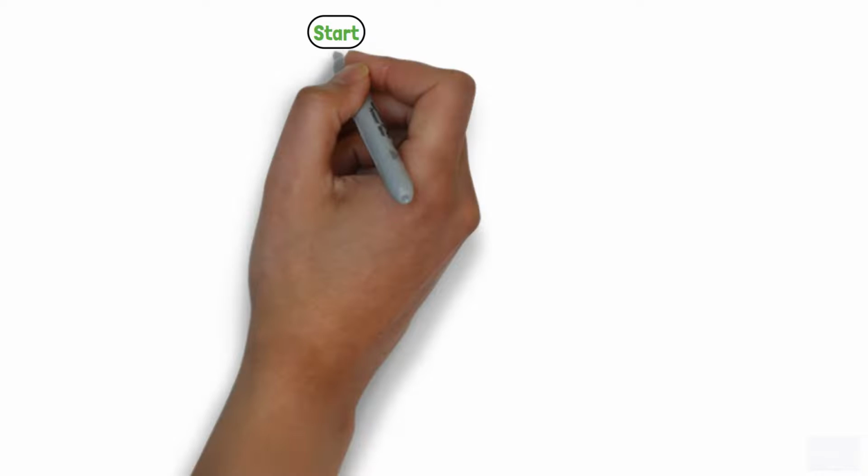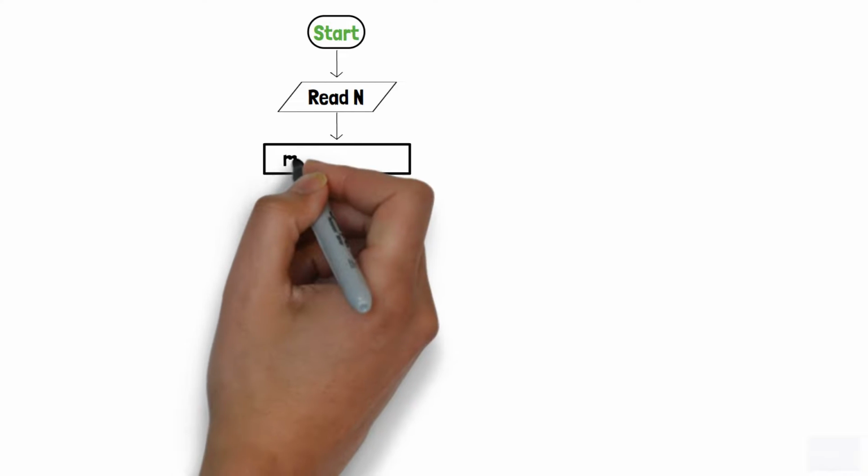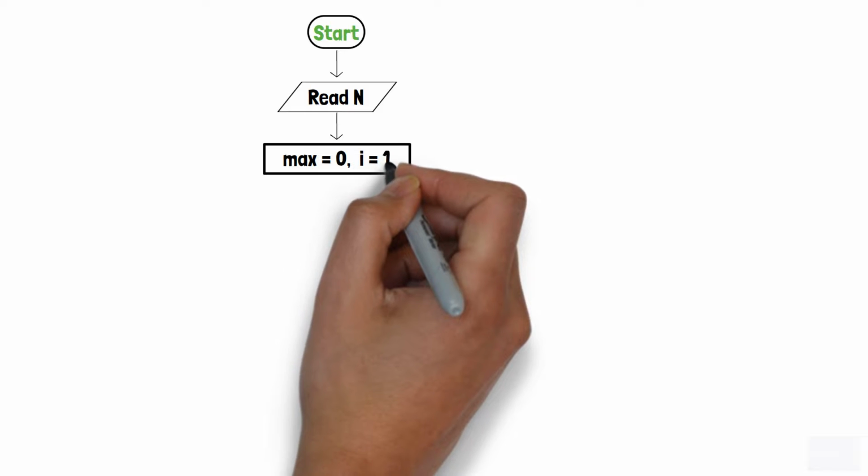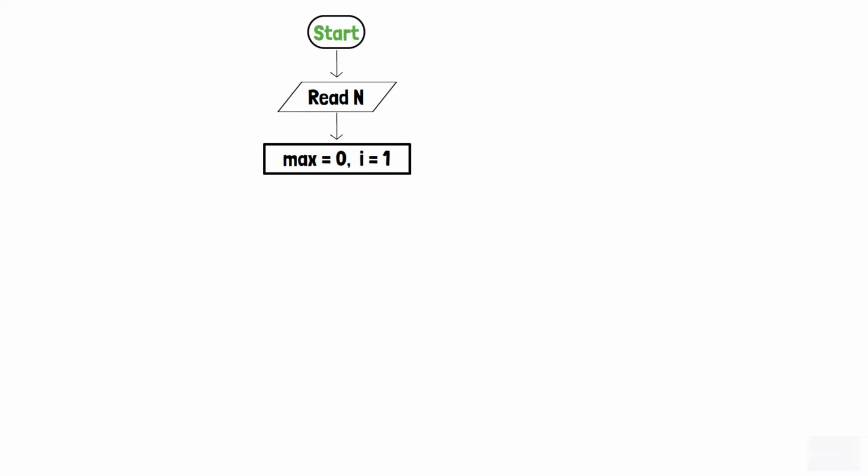Initially, we will create a starting terminator to indicate the beginning of the program. We'll now accept the frequency of numbers to be compared and save it in variable n via an input component. Moreover, let's implement a process box and define two variables. Consider max is equal to 0 and I is equal to 1. Here, max indicates the maximum valued number and I represents the current frequency of the number.